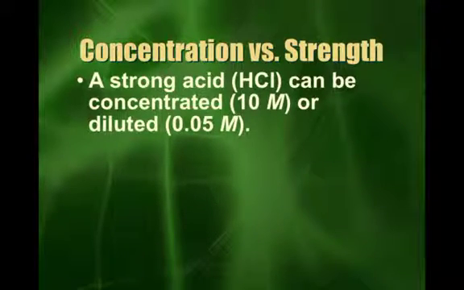Now but remember, that's not what we're talking about here. We're talking about a strong acid. The concentration is greater here than it is in the 0.05, but the acid is just as strong. Okay, so please do not get concentration and strength confused. Concentration is how many moles per liter there are. There are 10 moles of hydrochloric acid per every liter here. There is 0.05 moles of hydrochloric acid for every liter here. So they're diluted. The concentration is different, but the strength is the same.